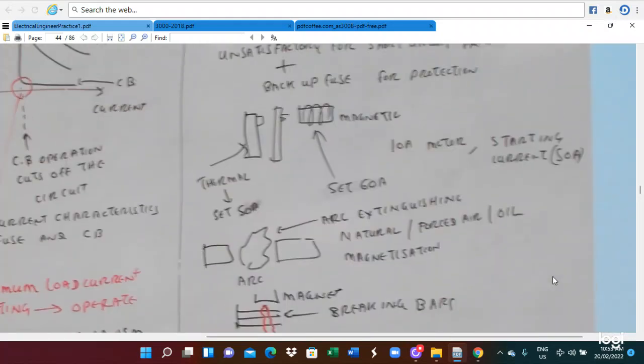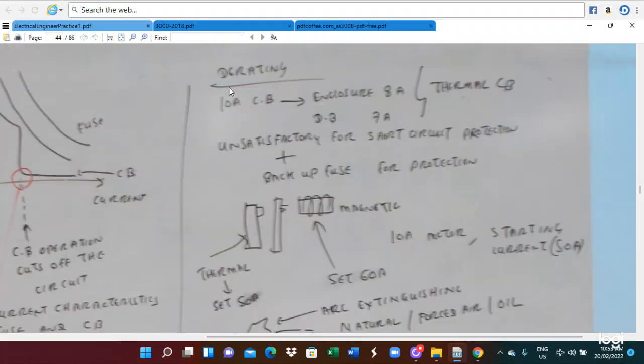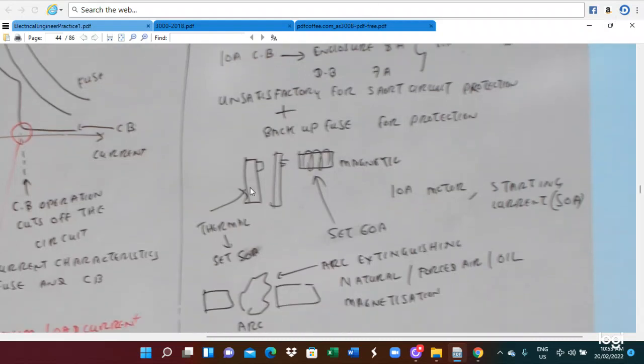The circuit breaker operating mechanism works by thermal and magnetic functions. This way there is derating. Derating means that sometimes we have to derate the circuit breaker. For example, for a 10 ampere circuit breaker, we can only utilize 8 or 7. This is the derating pattern for the thermal circuit breaker. It is unsatisfactory for short circuit protection, so we also have to use a backup fuse for the protection. Sometimes a circuit breaker alone is not enough, so we have to utilize the backup fuse protection.